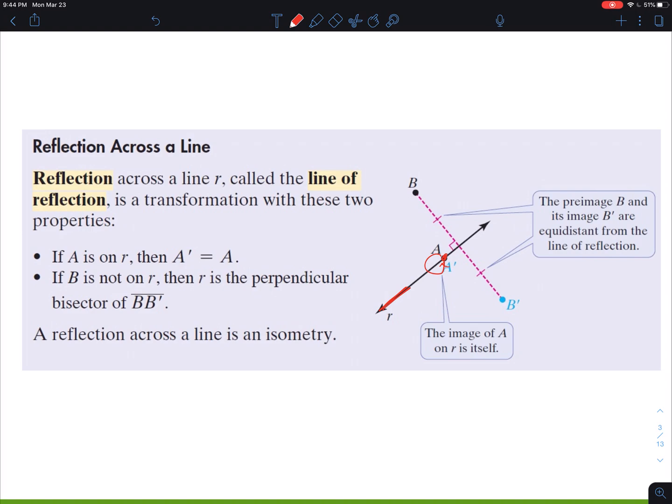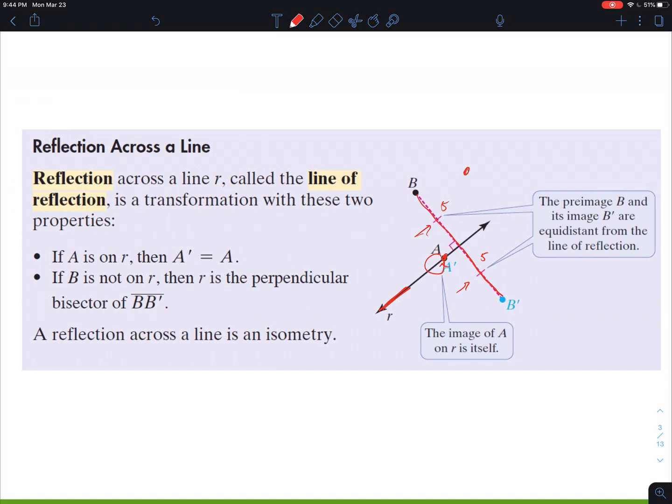If B is not on R, so some point that's like way out here in space, then it's going to be some units away from the line of reflection, let's say like 5 units to make it easy. Then we count the other side as 5 units as well. That's how we get the congruent hashtag marks, right? The congruent symbols.